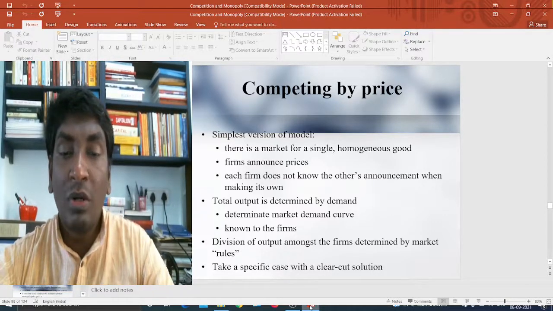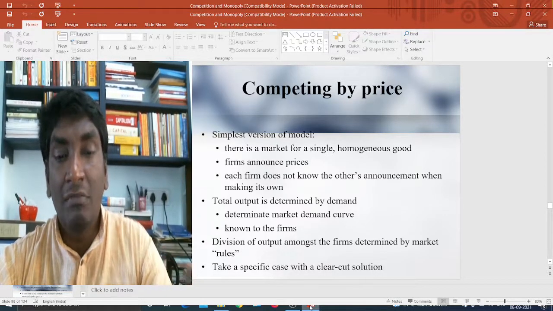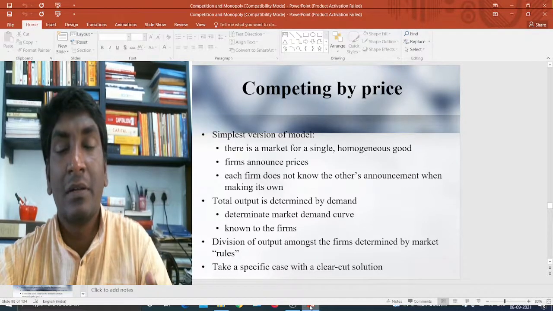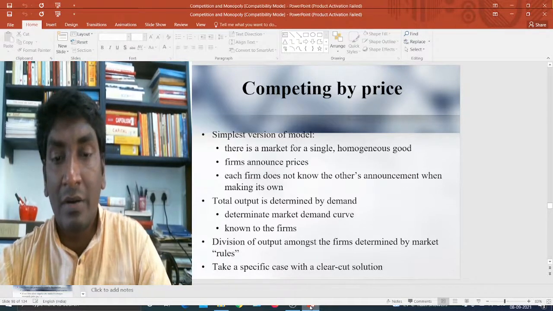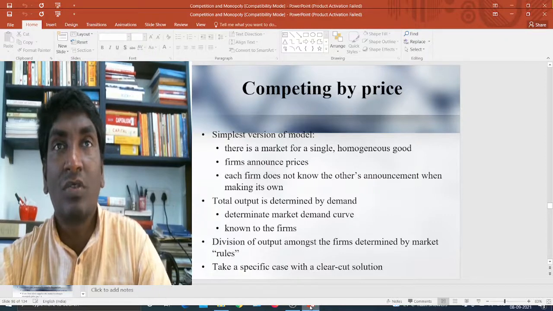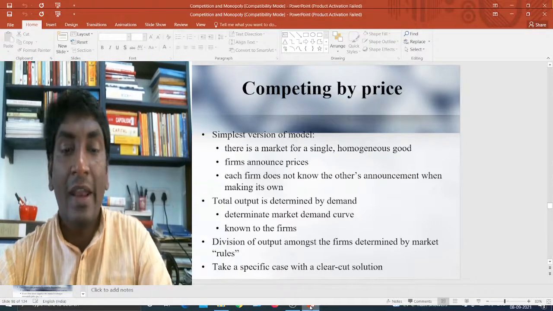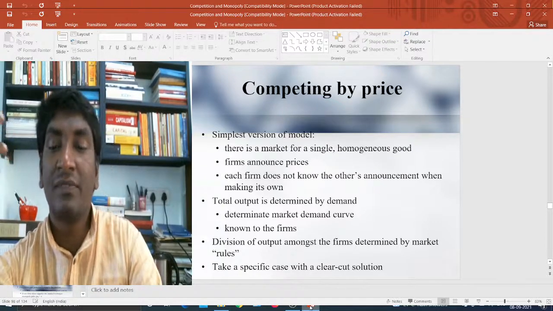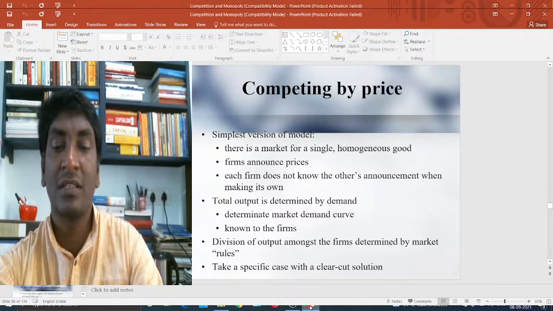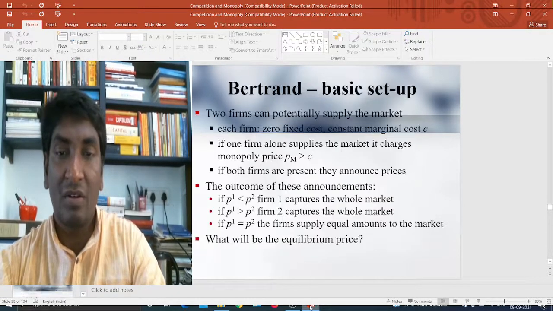So total output is determined by demand, and a determinate market demand curve in that sense, and that is what is called the known firm's demand curve. All right, and the division of output amongst the firms is determined by the market rules, and we take a special case with a clear-cut solution in that context.